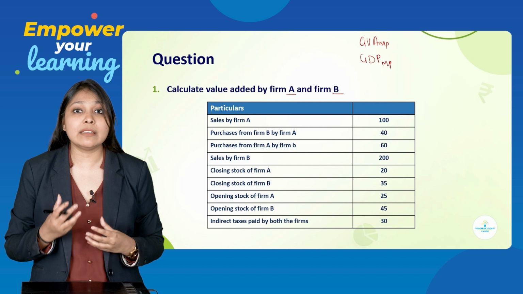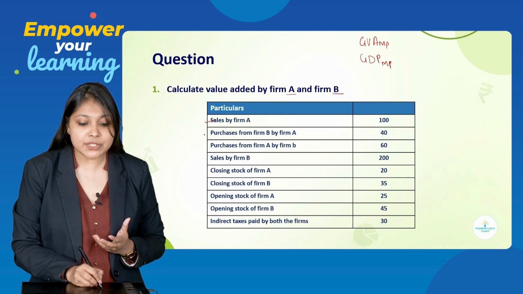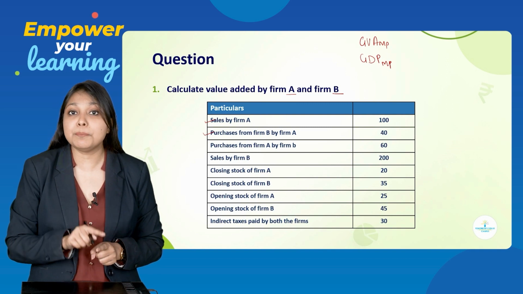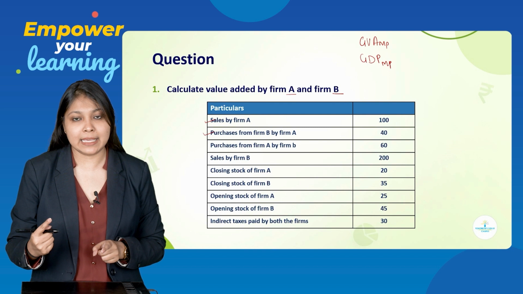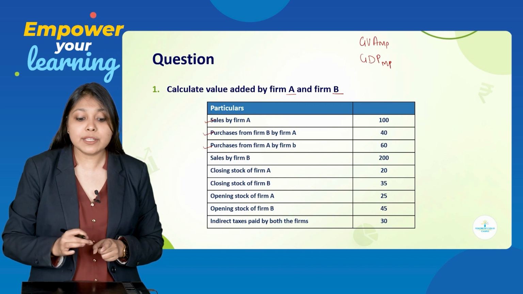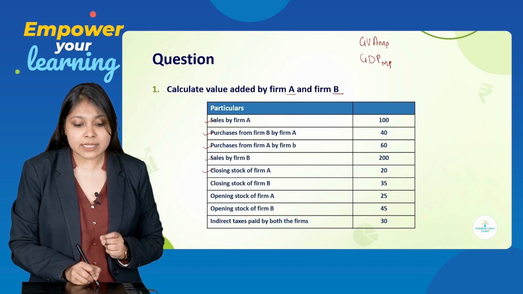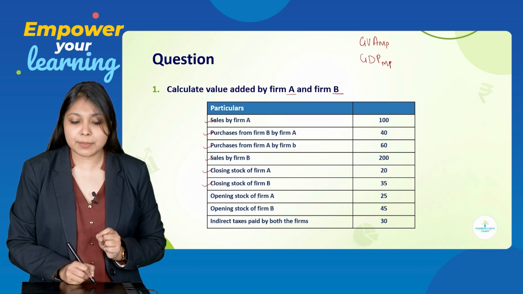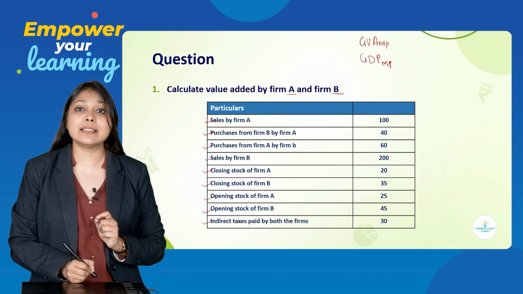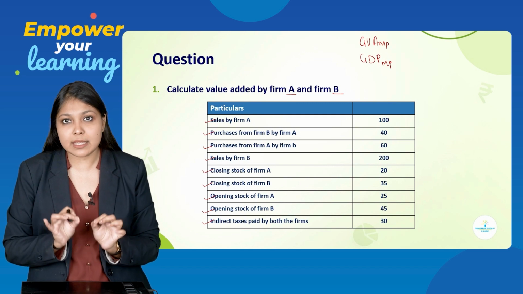Now let us look at the information they have given us. They have given us sales by firm A, purchases from firm B by firm A, that means these are the purchases which firm A has made from firm B. Then purchases from firm A by firm B, sales by firm B, closing stock of firm A, closing stock of firm B, opening stock of firm A, opening stock of firm B, and indirect taxes paid by both the firms. That means indirect taxes for firm A and firm B are the same.